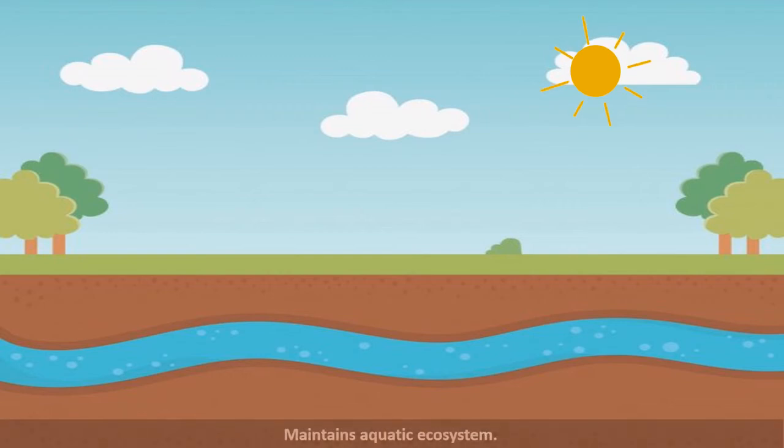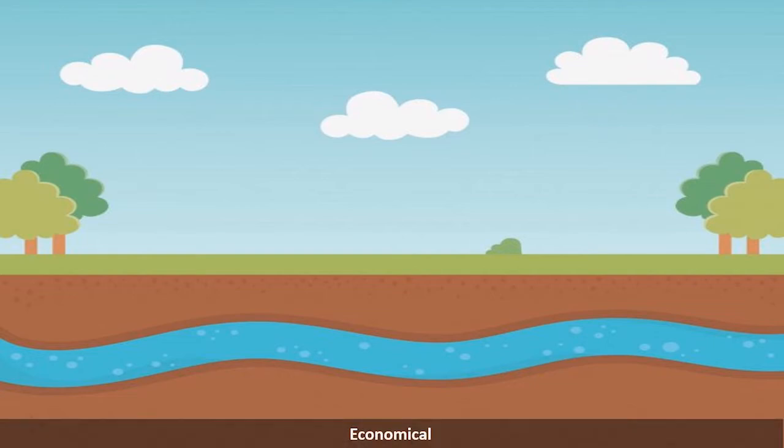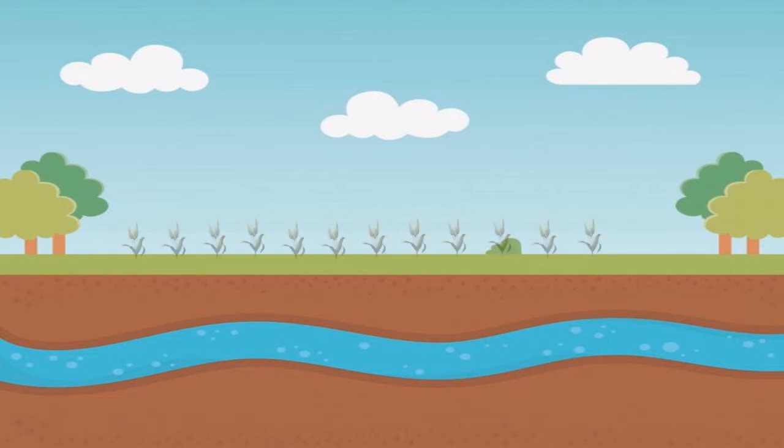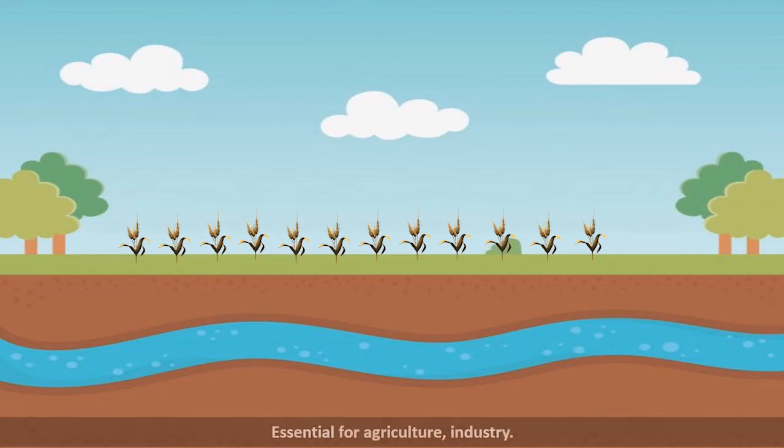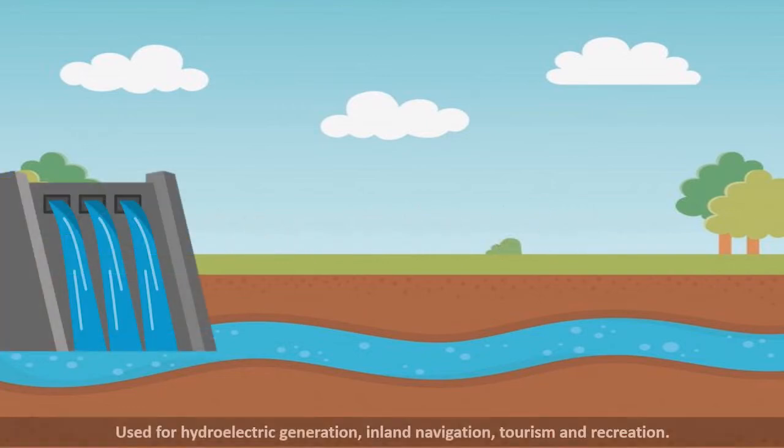Ecological: helps moderate the climate of surrounding areas. Economical: helps develop fisheries. Ecological: maintains even flow of water during summer. Ecological: maintains an aquatic ecosystem.